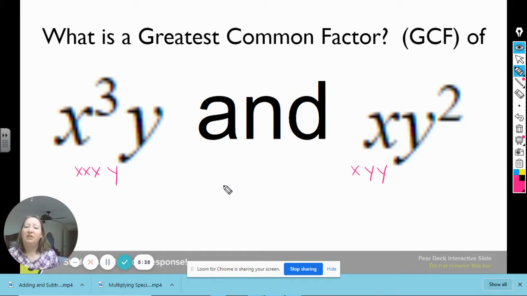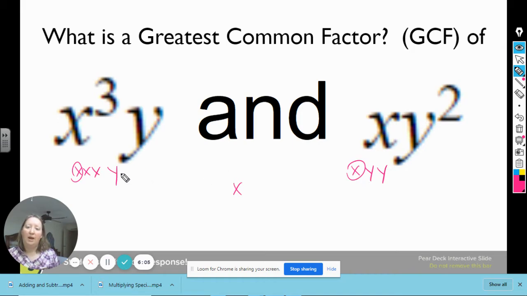Now, what do they have in common? Do they both have an x? Yeah, they both have an x. This guy's got an x, this guy's got an x. Well, this one has 2. Oh, but this doesn't have 2. So you can only factor out, take out, divide out what they have in common. Remember, it's the greatest common factor. So no more x's because this guy ran out of x's.